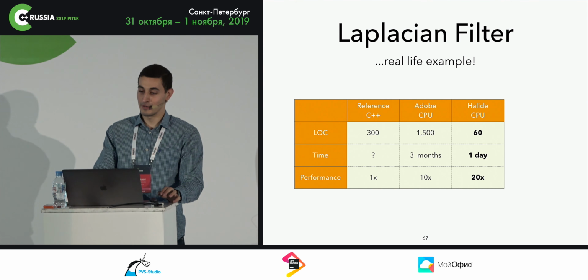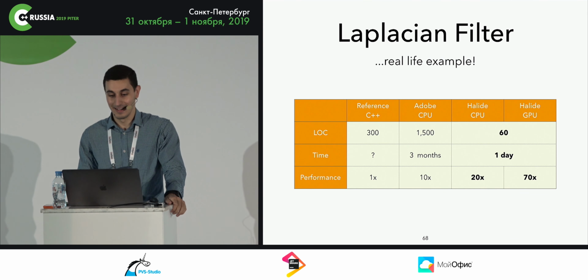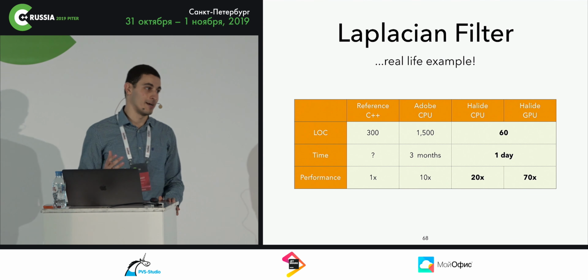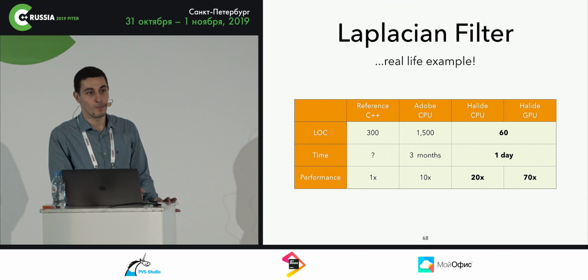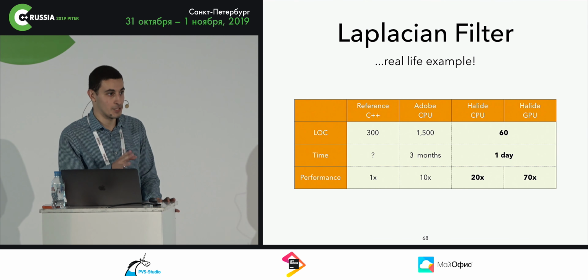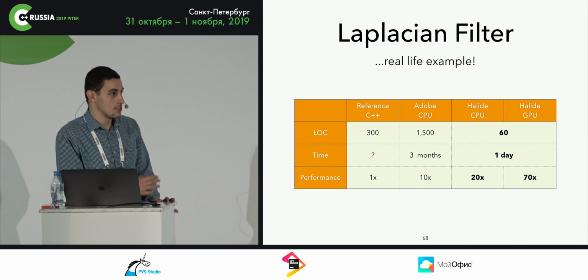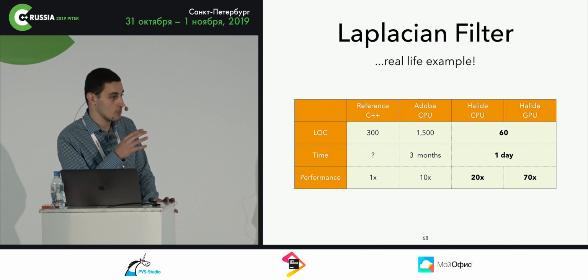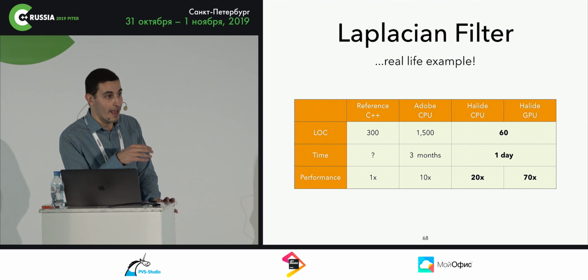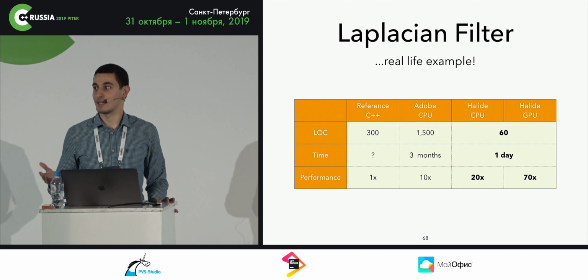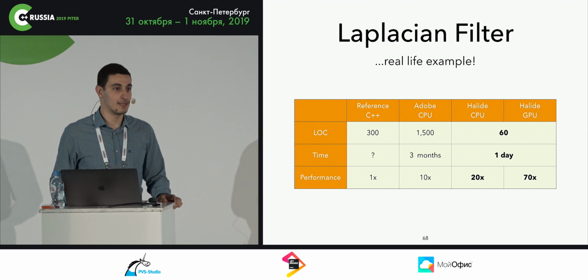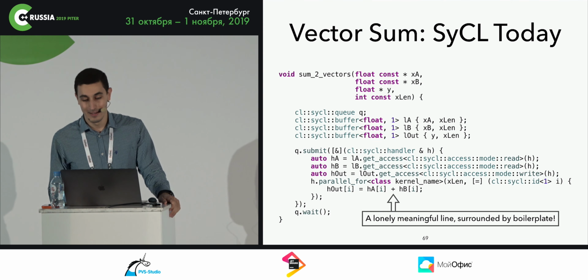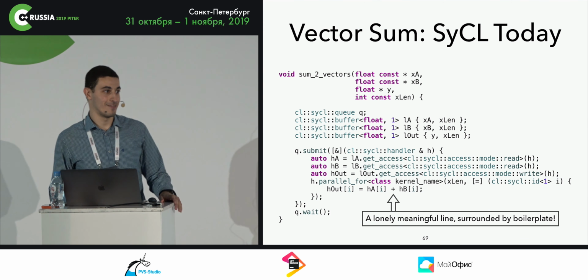And the best part of all, like this is just the beginning, it works everywhere. You have the same code, you produce binaries, LLVM does all the magic internally. So you get the original CPU implementation, which is 20 times faster than the original, and a GPU implementation that is 70 times faster than the original. Quite nice, right? And just with 60 lines of code and 1 day of work. This is efficiency, this is productivity.